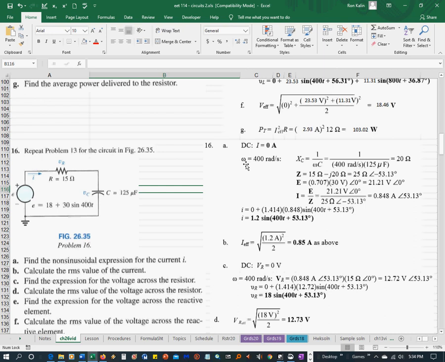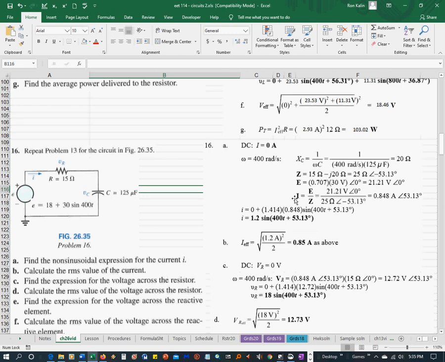For the AC component, omega equals 400 radians a second. We have to calculate the reactance, 1 over omega C, and that ends up being 20 ohms. So the impedance would be 15 ohms minus j20, which is this in polar form. The voltage then is going to be 30 volts, divided by the square root of 2, which is just like multiplying by 0.707, and in phasor form equals this.